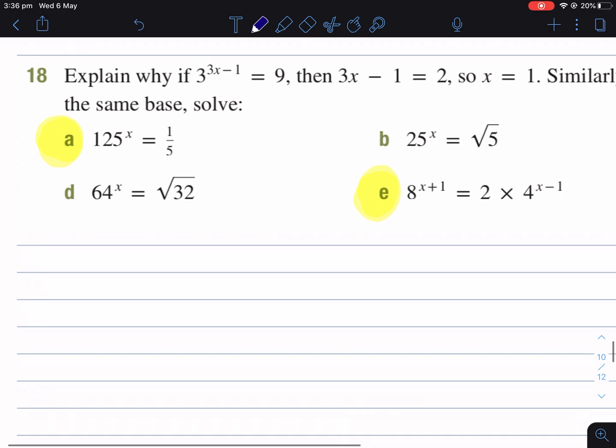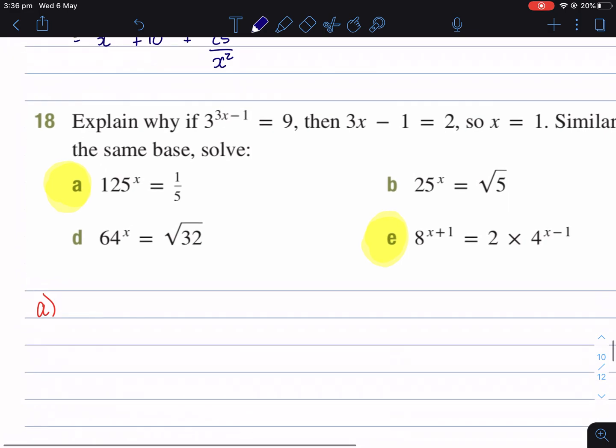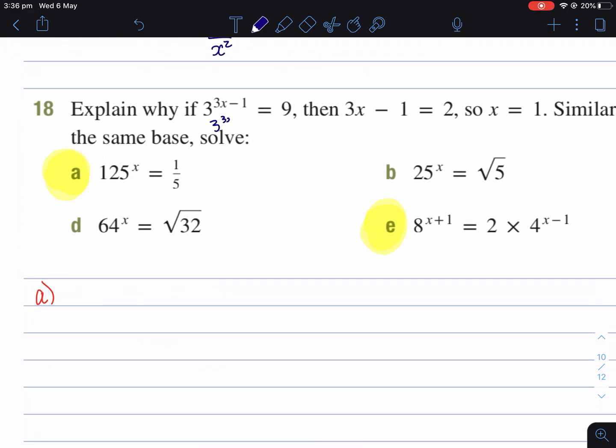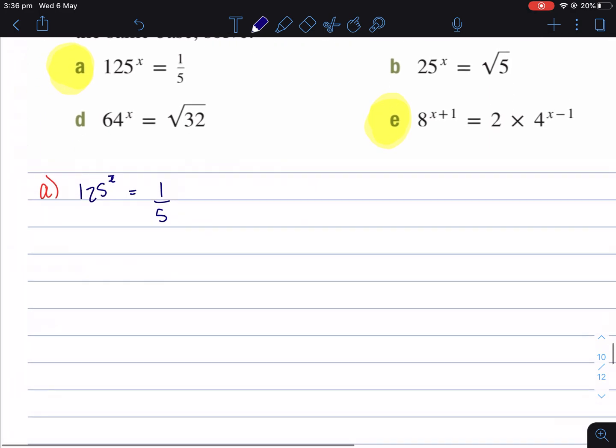So we've got, for question A, I'm not going to explain how this works. You know equating indices it works, like it's the same thing, because this is, then fine, I will explain. So this is 3 to the 3x take 1 equals 3 squared, so 3x take 1 equals 2. Like that's all you need to write. So this is 125 to the x equals 1/5. I'm going to make them both base 5. So 125 is 5 cubed to the x, and this is 5 to the minus 1. So we've got 5 to the 3x equals 5 to the minus 1, so 3x equals negative 1. X equals negative 1/3.